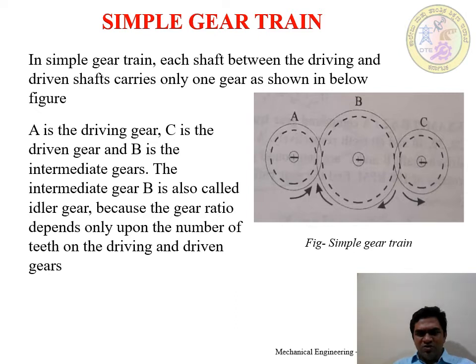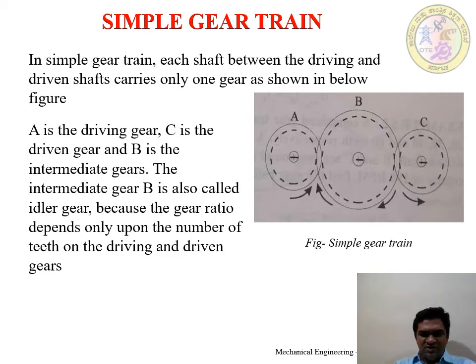Because the gear ratio depends only upon the number of teeth on the driving and driven gear, the intermediate gear is called the idler gear. So here this is a simple diagram of a simple gear train.